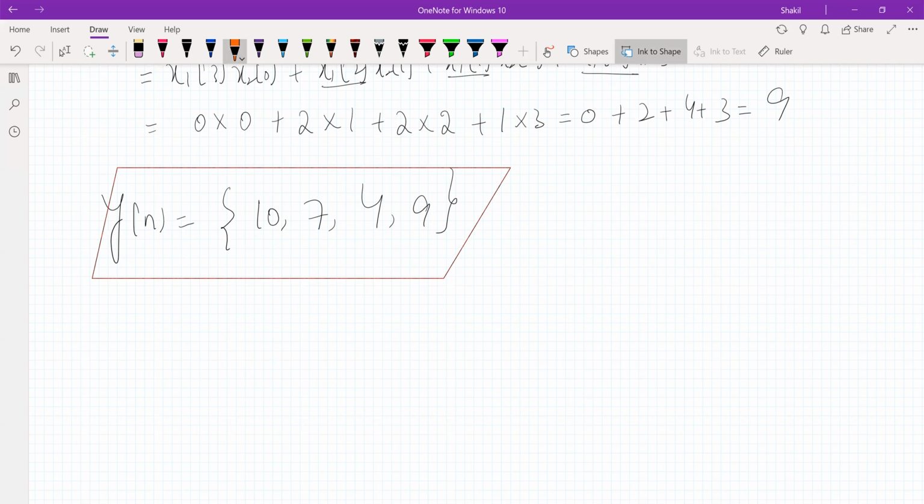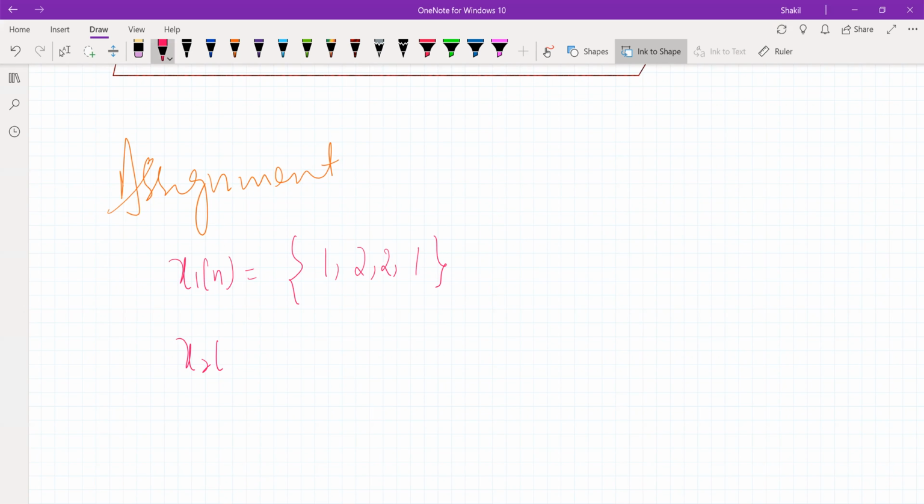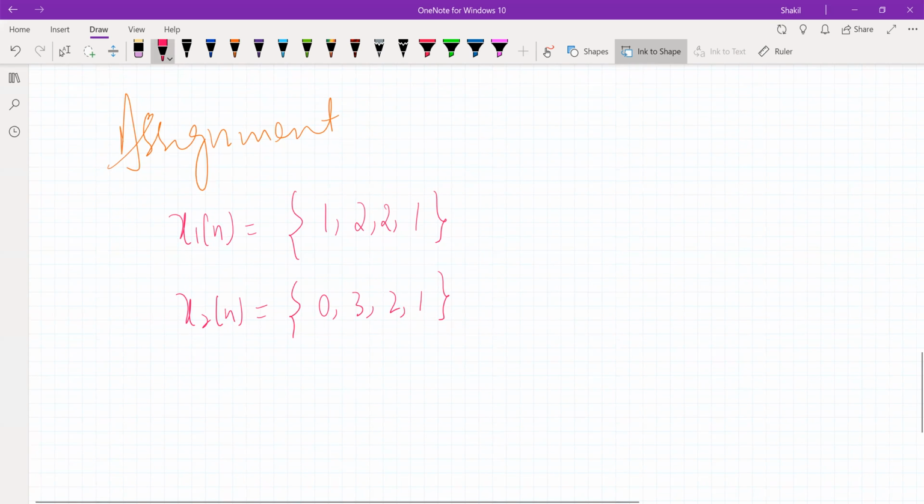Now here is an assignment for you. Please try to solve it. x1 of n is 1, 2, 2, and 1. x2 of n is 0, 3, 2, 1. So this is our one assignment.